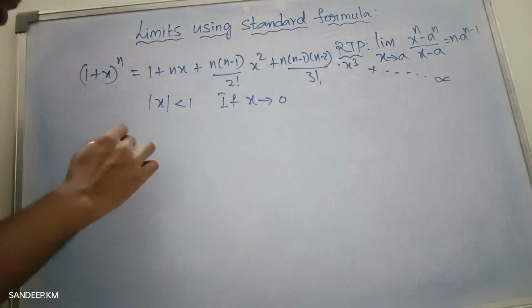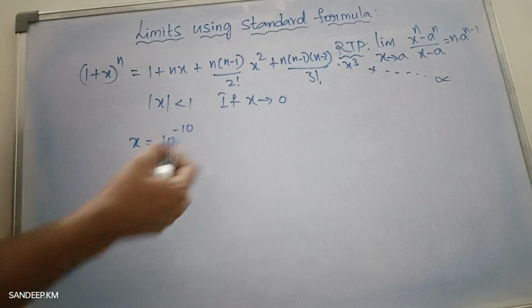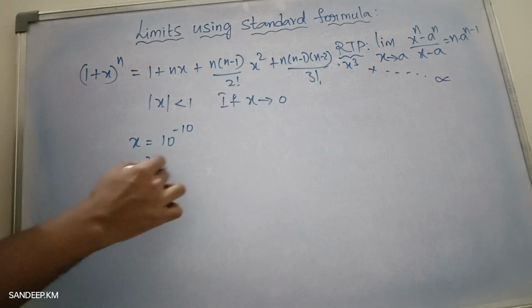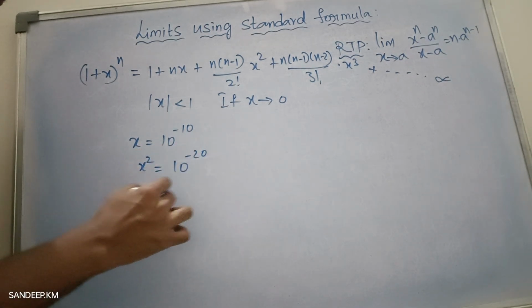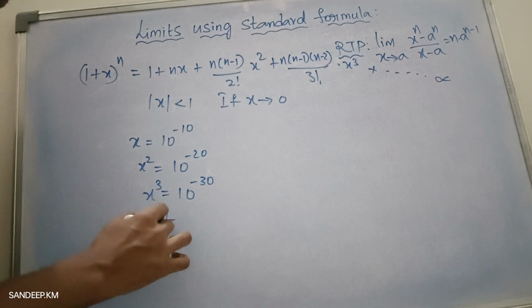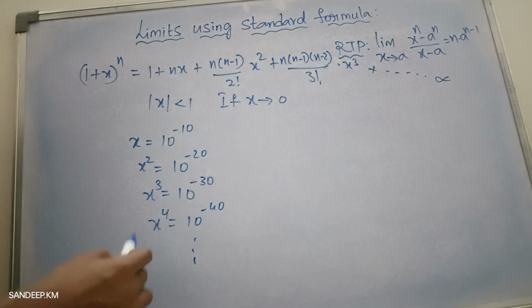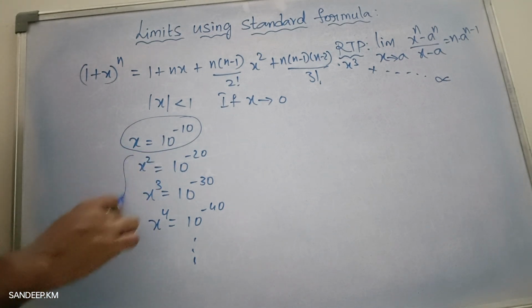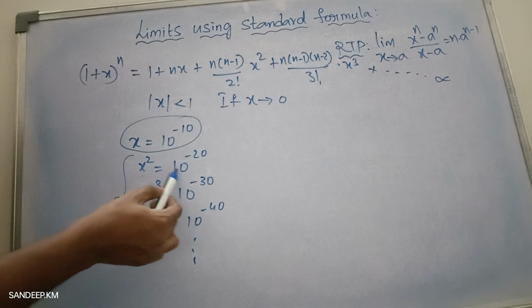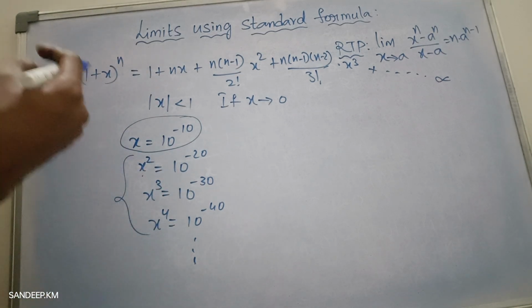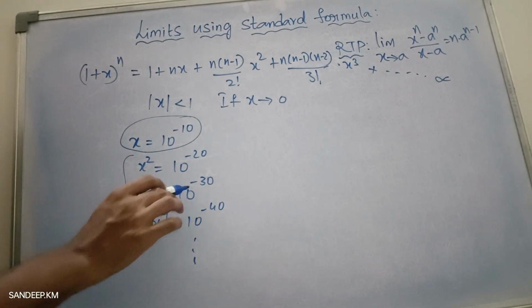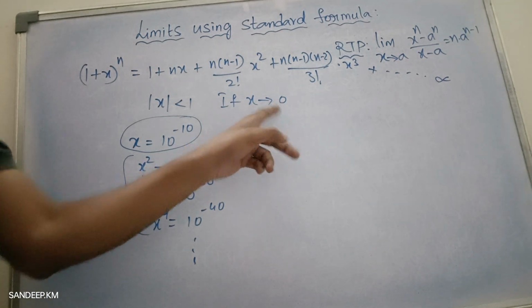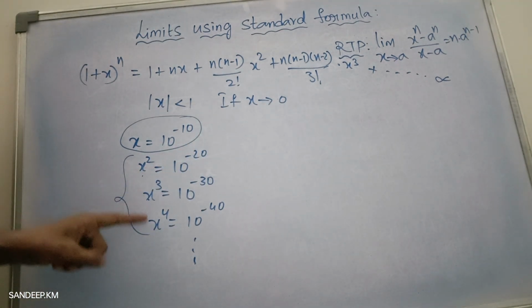For example, x is approaching 0 means let x is 10 power minus 10. And the higher powers of x, what about higher powers of x? X square will be 10 power minus 20, x cube will be 10 power minus 30, x power 4 will be 10 power minus 40 and so on. It might not be correct to ignore x value, but I can always ignore higher powers of x, because look at their values. X square is 10 power minus 20, which is very small. X power 3 very small. X power 4 very small. So in some questions, particularly when x is approaching 0, we can ignore the higher powers of x.